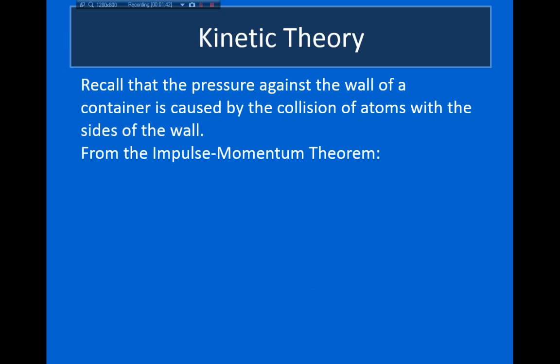The way we did this was we said that the average impulse, according to the impulse-momentum theorem, is equal to the change in the momentum. And the average impulse, remember, is defined as being equal to the average force times delta t. So what this means is that the average force that is exerted on a particle when it collides with the walls of a container is equal to the change in the momentum divided by delta t.